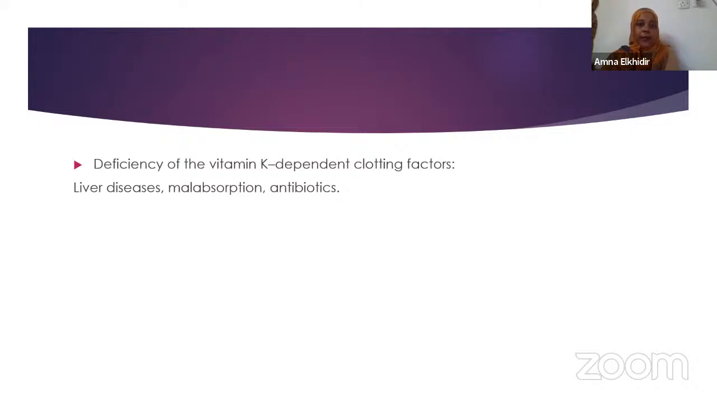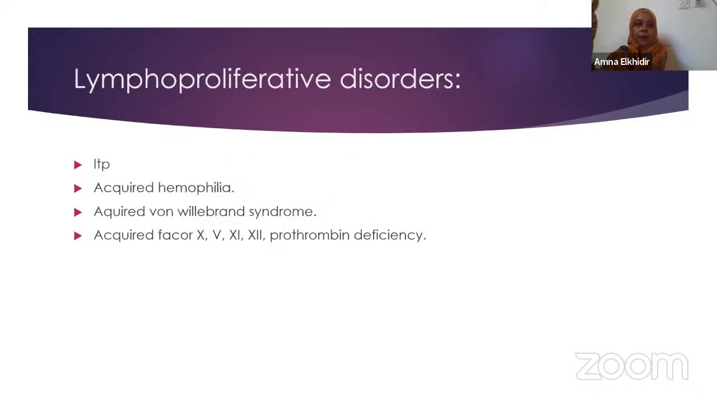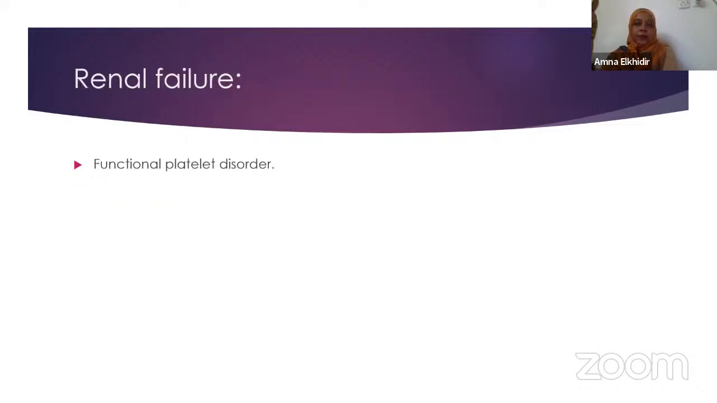Deficiency of vitamin K-dependent clotting factors can happen in liver diseases, in malabsorption syndrome, or when using antibiotics that disrupt the normal flora in the GIT, which is a major source of vitamin K. Lymphoproliferative disorders also can lead to ITP, acquired hemophilia, acquired von Willebrand syndrome, and acquired factor 10, 5, 11, and 12 and prothrombin deficiency. Renal failure also can lead to uremia, which leads to functional platelet disorder.